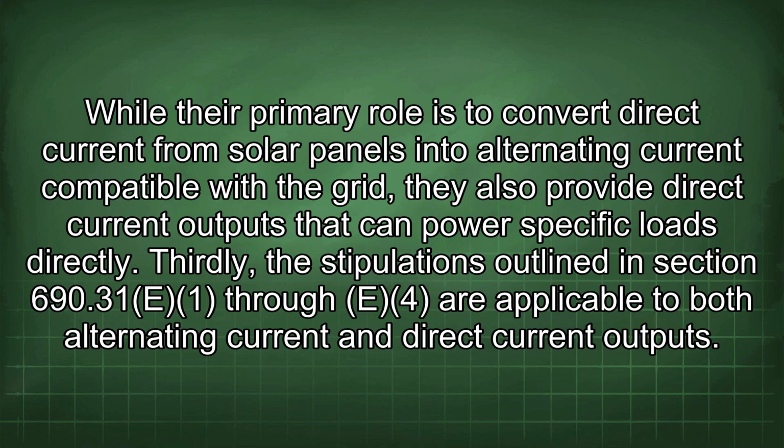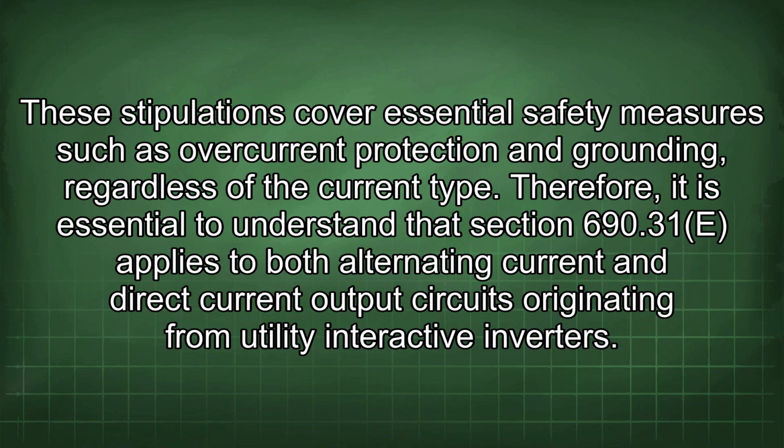Thirdly, the stipulations outlined in section 690.31(E) on through F are applicable to both alternating current and direct current outputs. These stipulations cover essential safety measures such as overcurrent protection and grounding, regardless of the current type. Therefore, it is essential to understand that section 690.31(E) applies to both alternating current and direct current output circuits originating from utility interactive inverters.